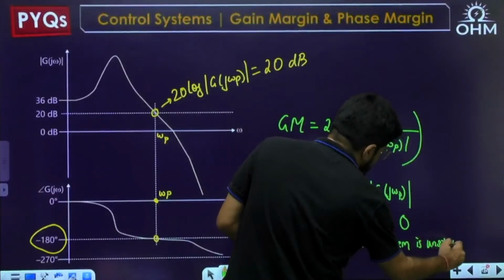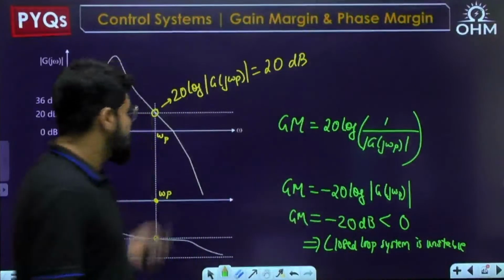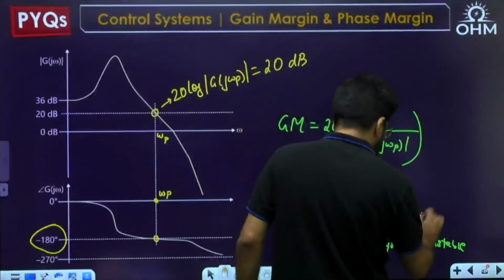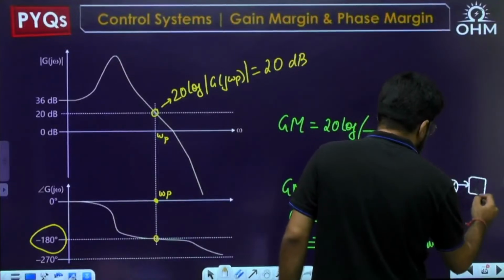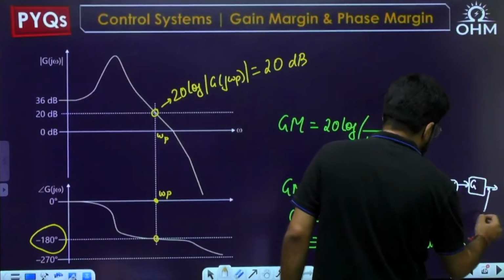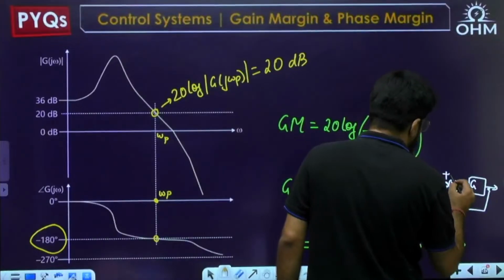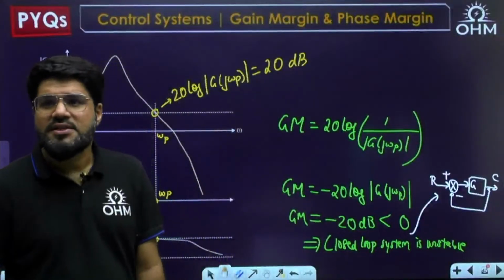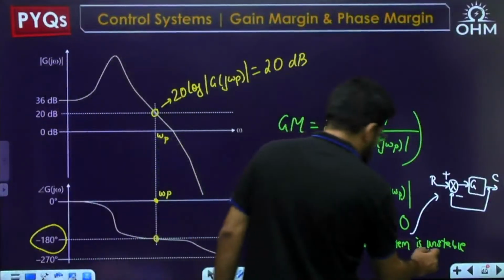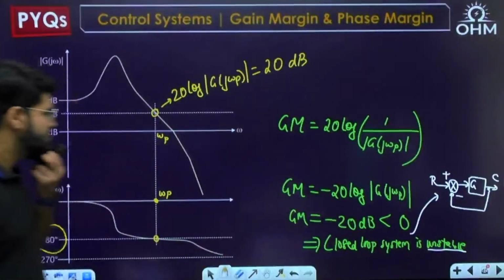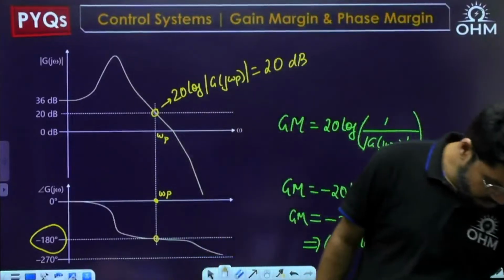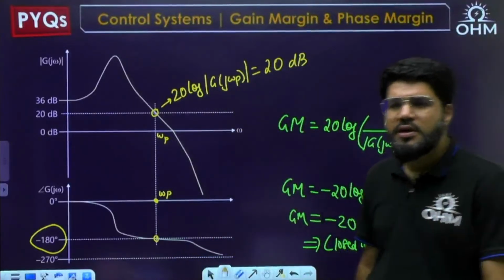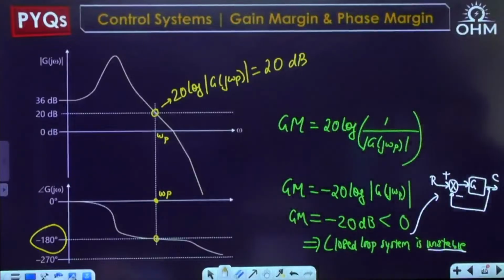Without K, this is the question without K. I've taken only G(s). Which closed loop system? If I'm telling you closed loop system, it means this closed loop system. This closed loop system is unstable. No Ashok, we can't get any ωg value here. This closed loop system is unstable.